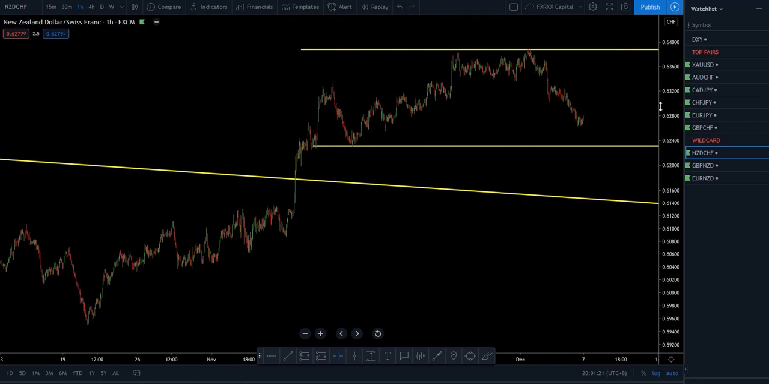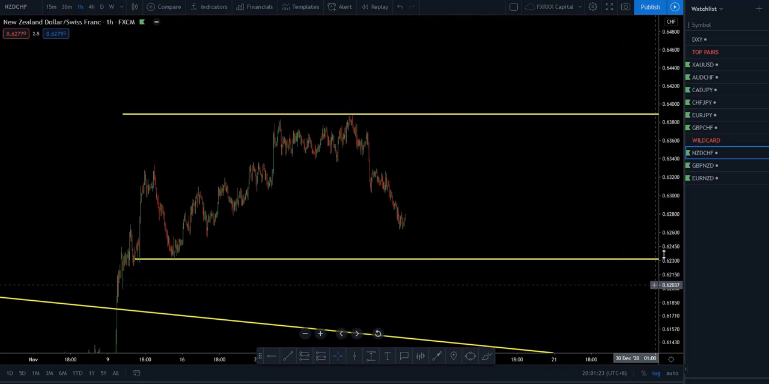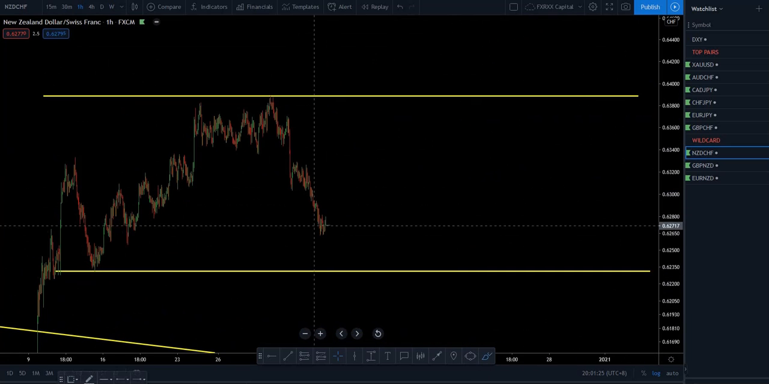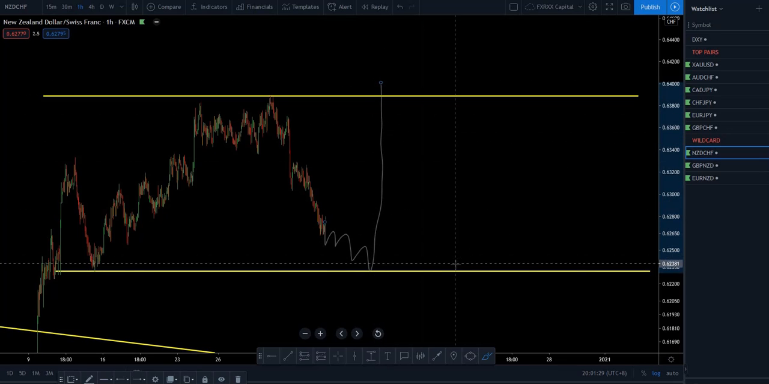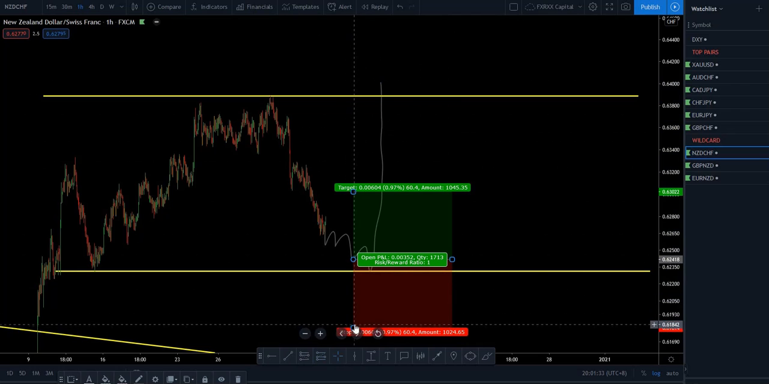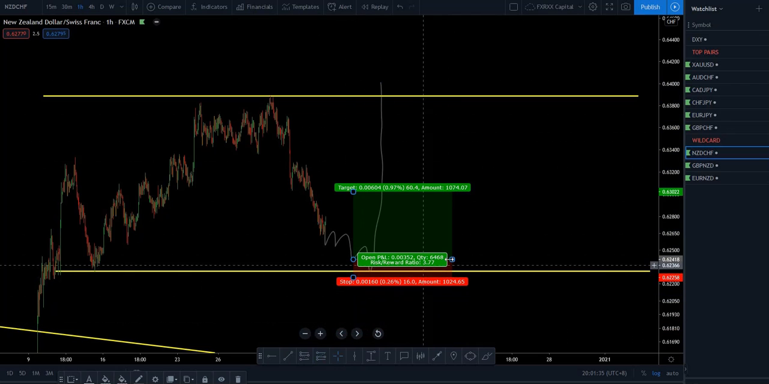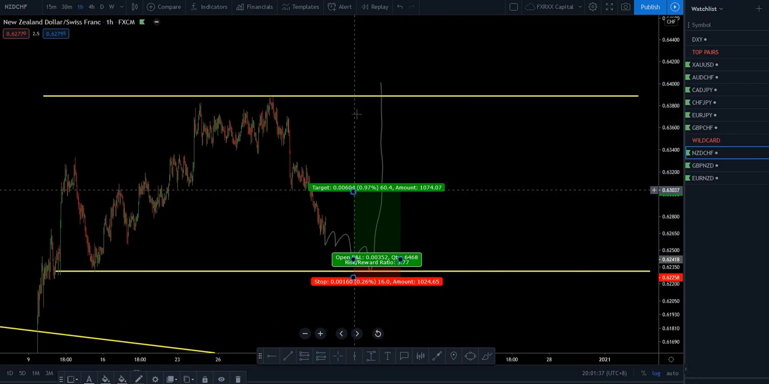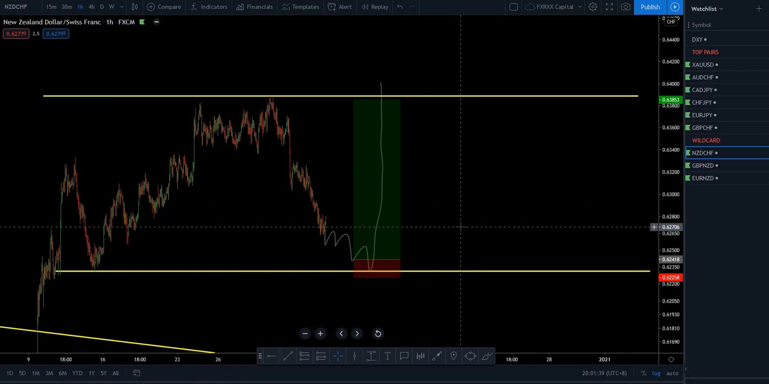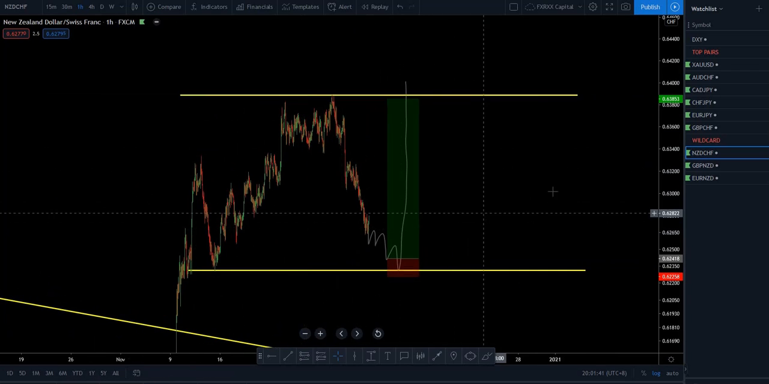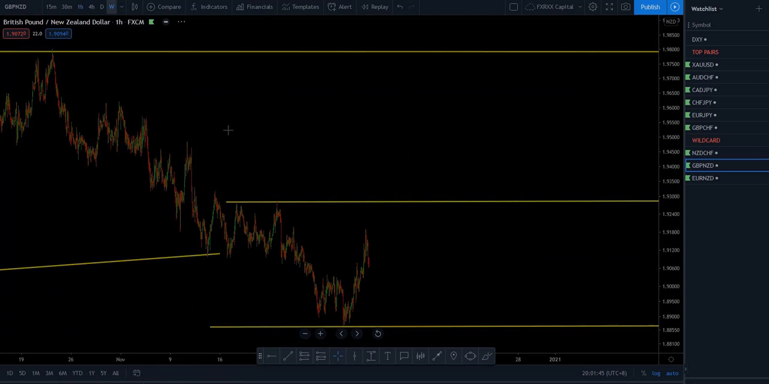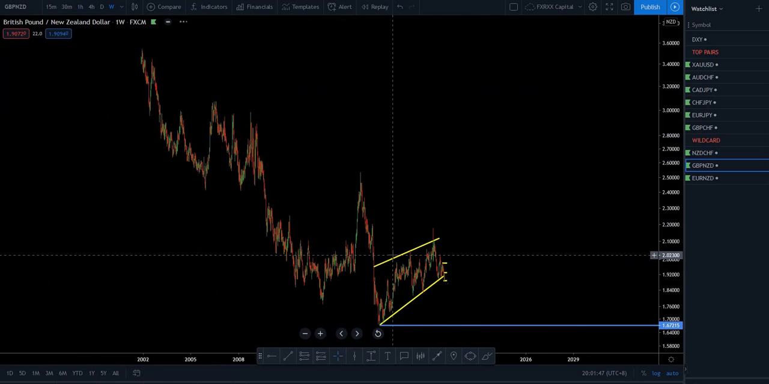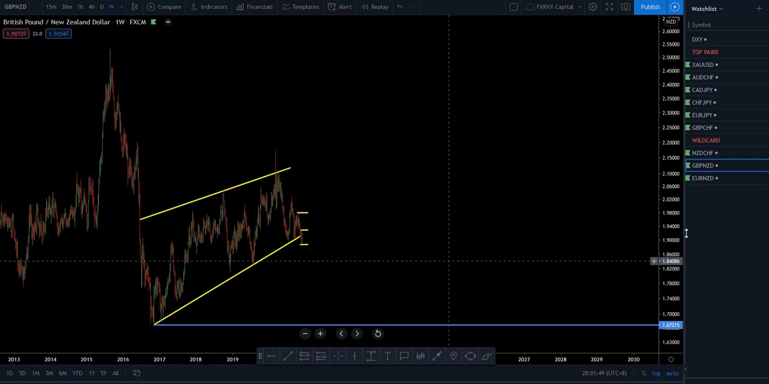In 1 hour time frame, what I'm looking for is, I will set entry in this area and move to the upside for a buy setup. This will be the setup I'm looking for, and set my alert in this area and move to the upside. Next we move to pound New Zealand dollar. Pound New Zealand dollar, quite a clean structure.